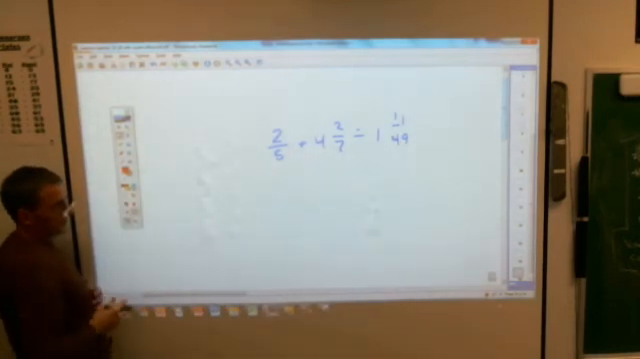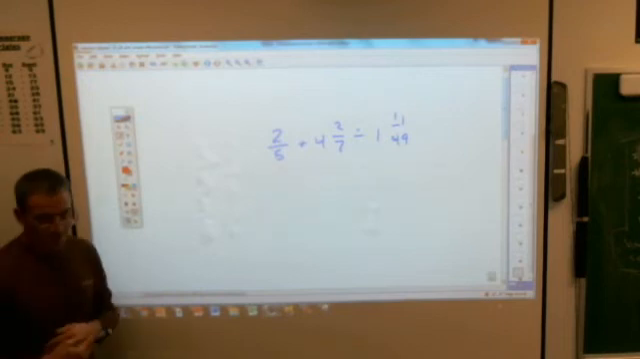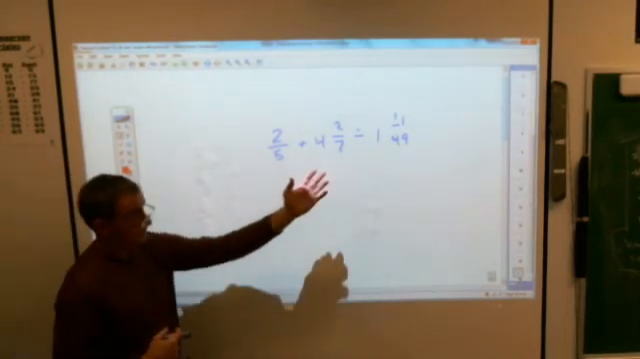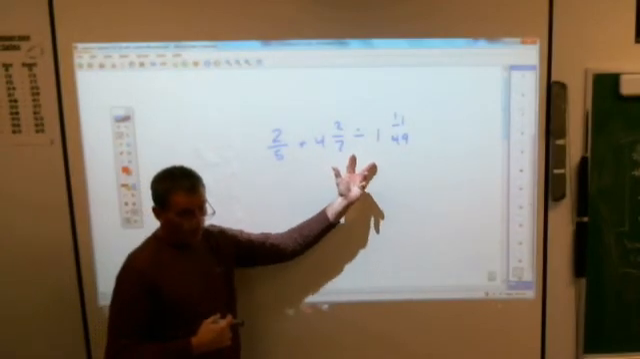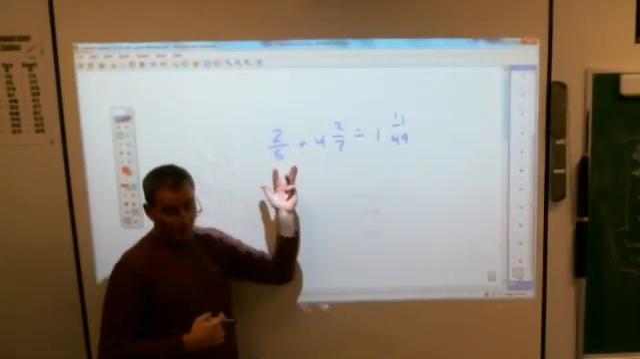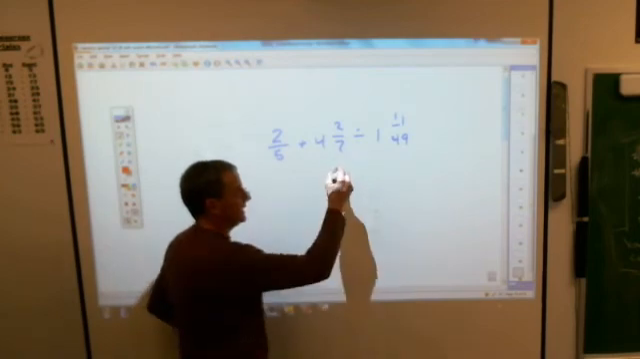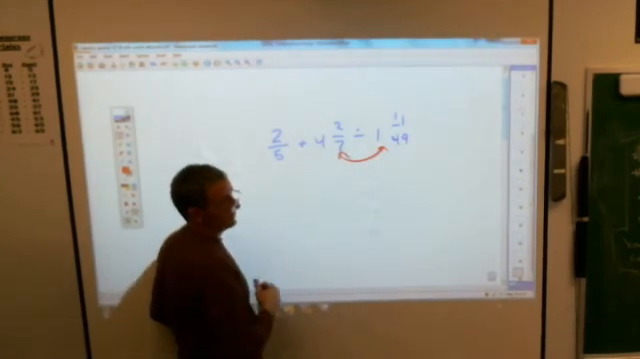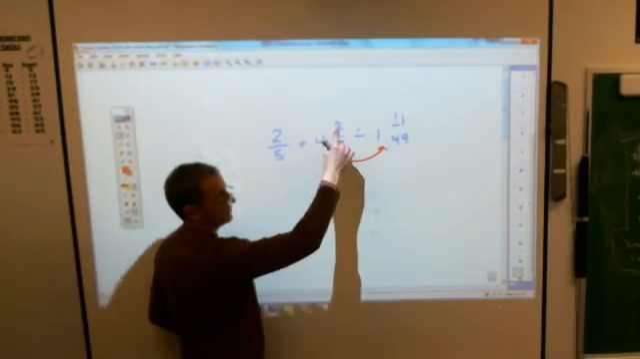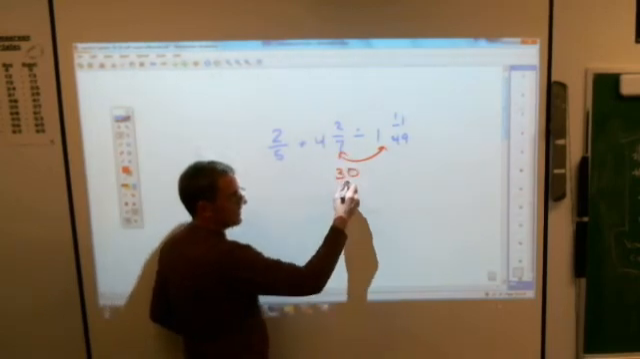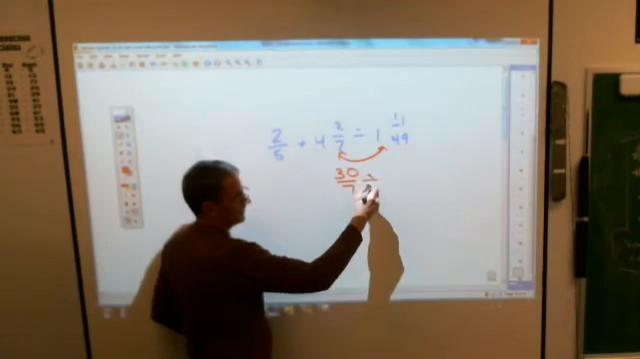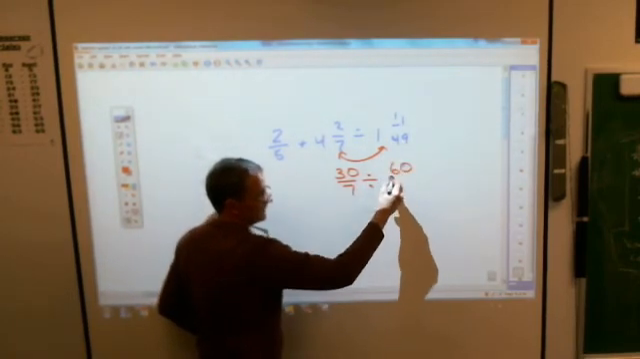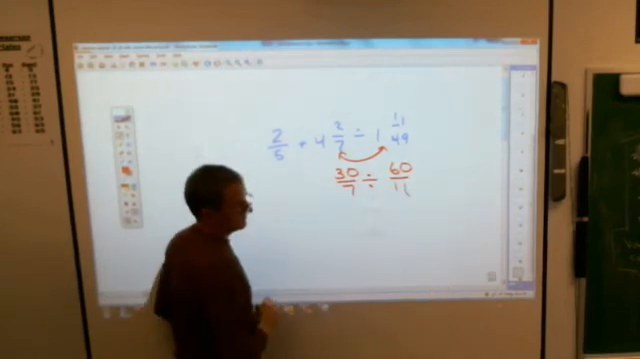First of all, ladies and gentlemen, order of operations. People forget this a lot in fractions. The first thing you have to do is this, because multiplication and division come before addition and subtraction. So, how do I divide mixed numbers? First thing is I need to change them to improper. 4 2/7 is 28 plus 2, 30 over 7, divided by 1 times 49 plus 11, 60 over 49.